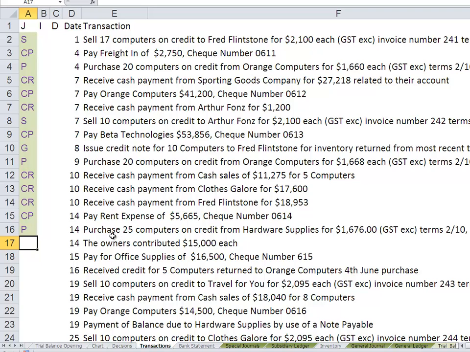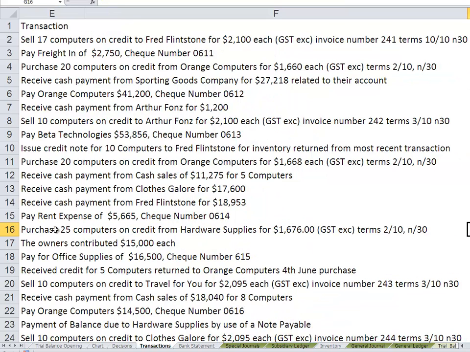Now, next question, does it involve inventory? A change to the inventory. Purchase 25 computers on credit, so yes, we're going to have to do something about that. The colour won't change here. And then, does this involve discount? Now, you probably can't quite see over the end.